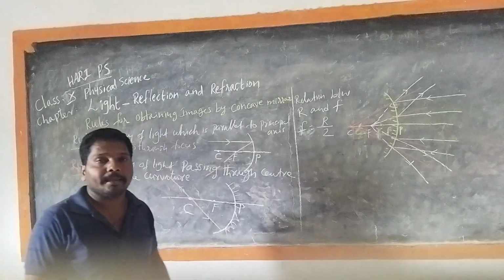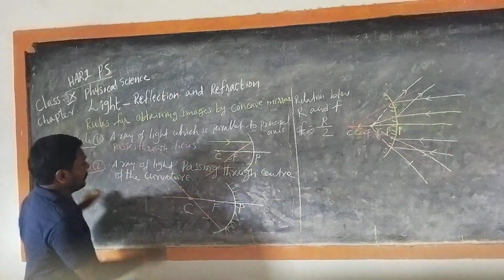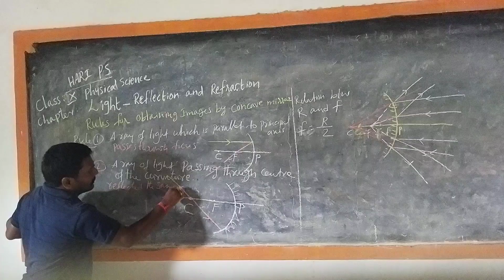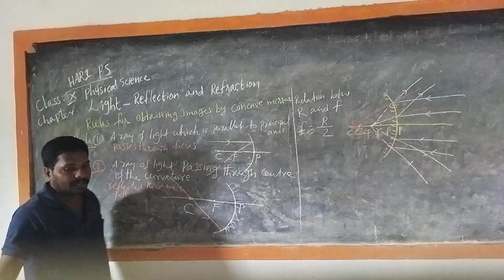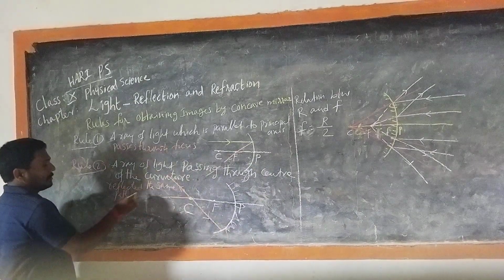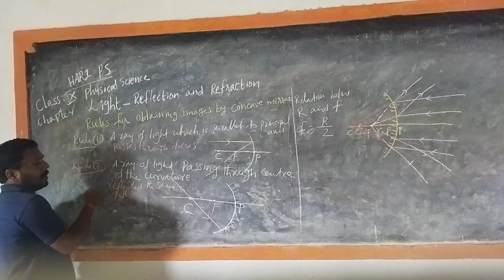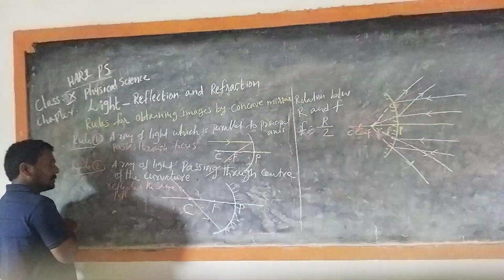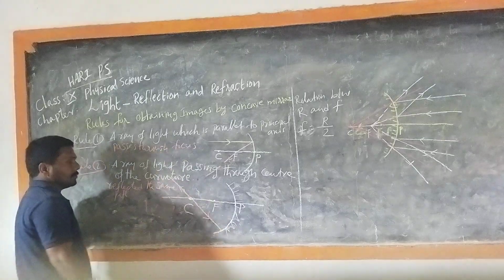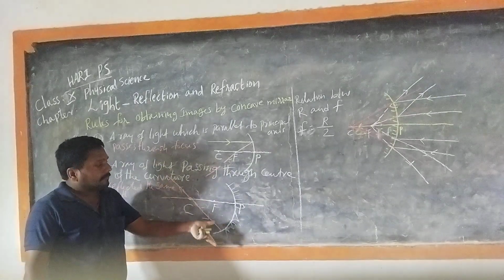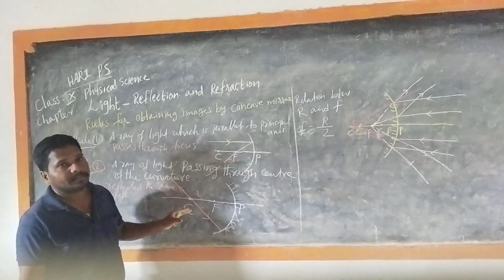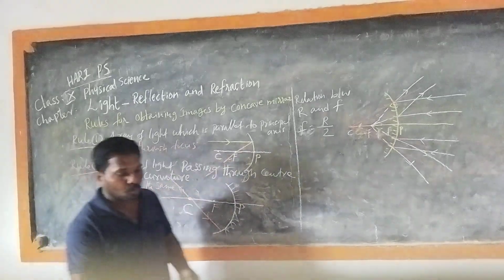Reflected back along the same path. If a ray of light passes through the center of curvature, what will happen? After reflection, it is reflected back along the same path. This is rule 2.